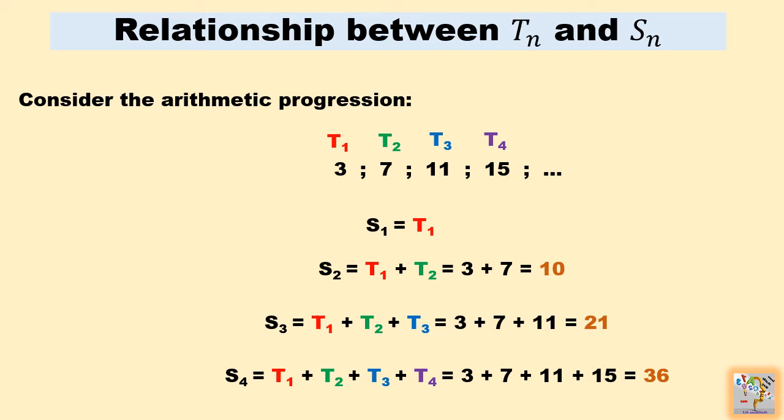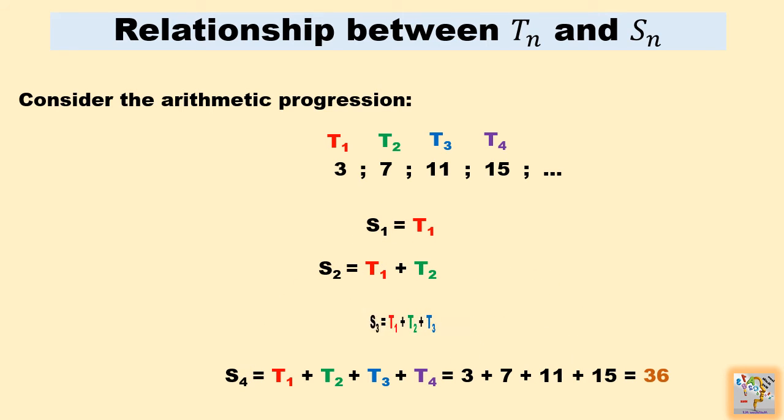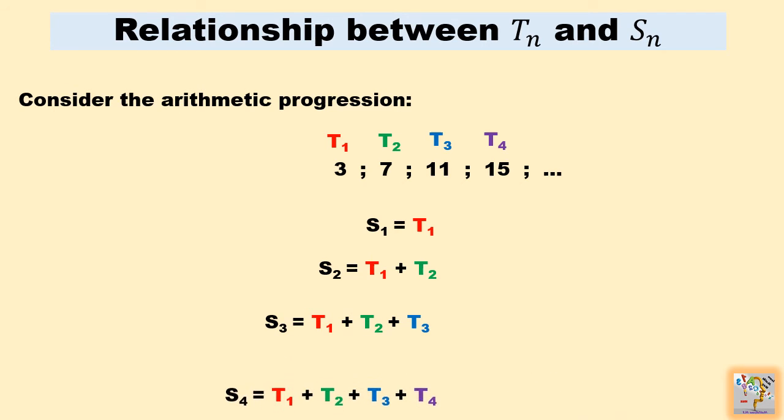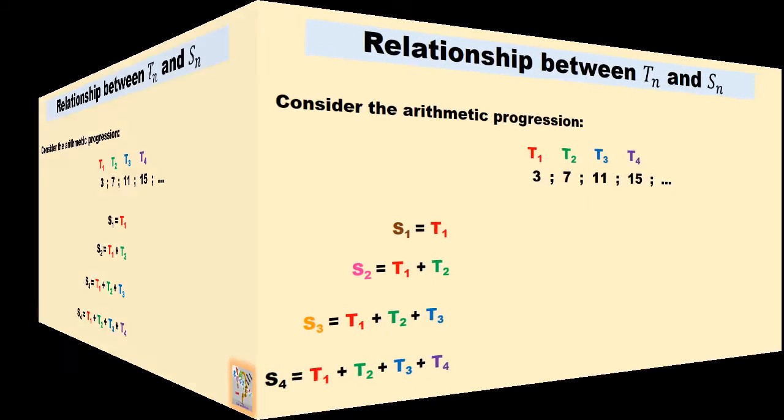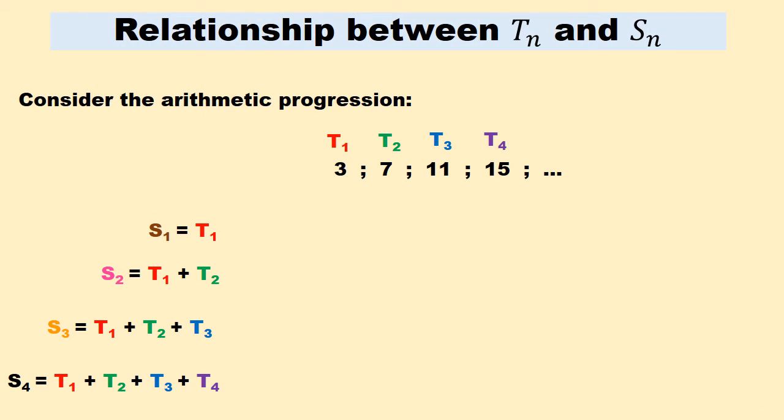So it means my S1 is equal to T1, and then my S2 is equal to T1 plus T2, my S3 is equal to T1 plus T2 plus T3, and then my S4 is equal to T1 plus T2 plus T3 plus T4. Okay, now let's check it. So if I was to look at S2 to be T1 plus T2, let's look at the relationship that exists.